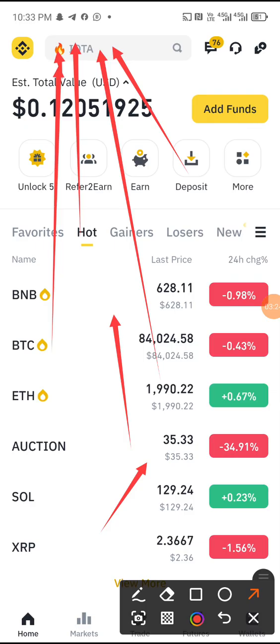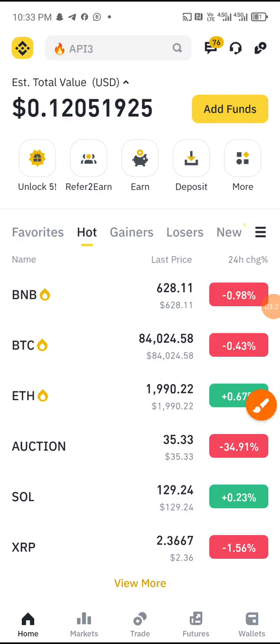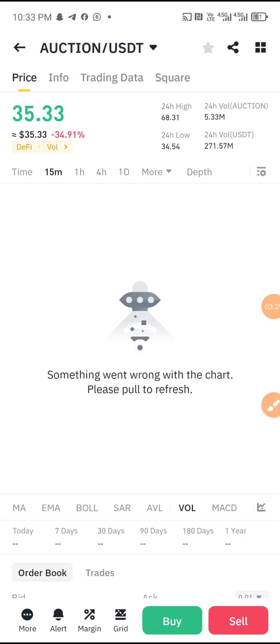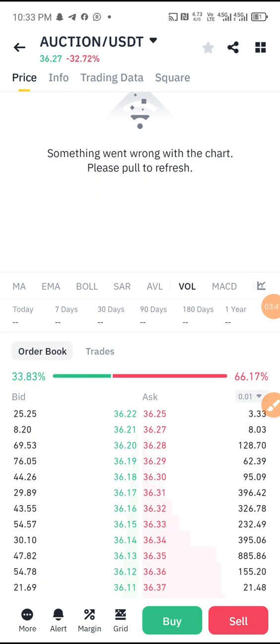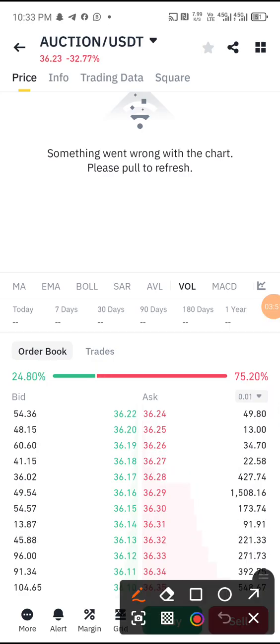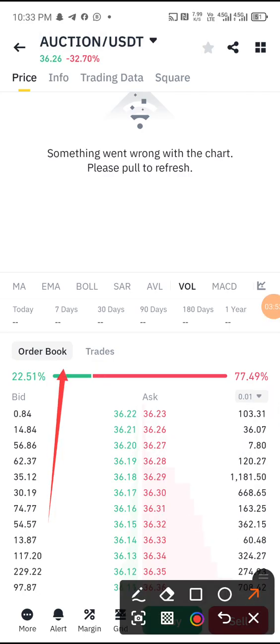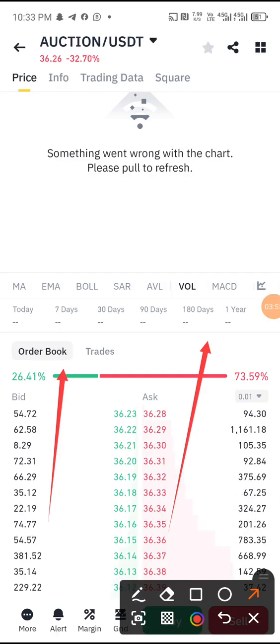All right, so let's quickly take a look at the auction first. Now we are here at the auctions. We're looking at the price, the information, the trading data, and the square if possible. You can see the order book down here, how it kept fluctuating. You can see the bearish and the bullish. You can see both of them here.